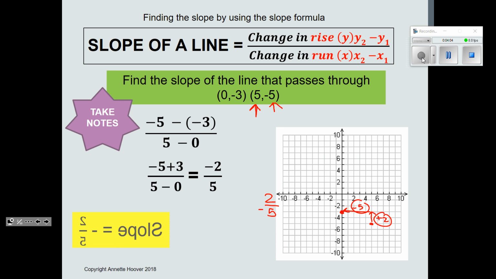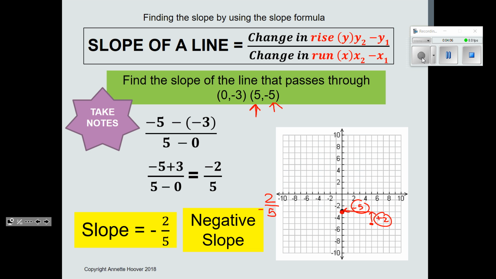There it is with all the animation. Now that is what we call a negative slope because it was -2/5. And a negative slope, you will notice, is always going to go downhill.